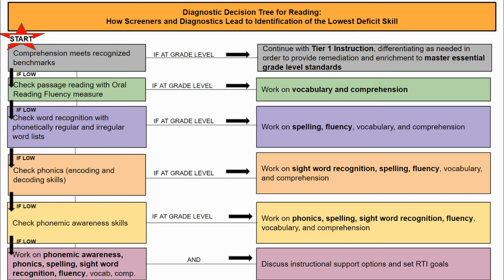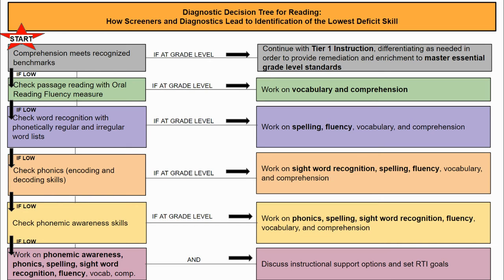If assessments indicate that a scholar is meeting grade level benchmarks in reading comprehension, then we would continue with strong Tier 1 instruction, differentiating as needed to offer remediation and enrichment in order for scholars to master grade level essential standards. However, if assessments indicate that a scholar is not comprehending on grade level, then the first step would be to look at the scholar's passage reading fluency.